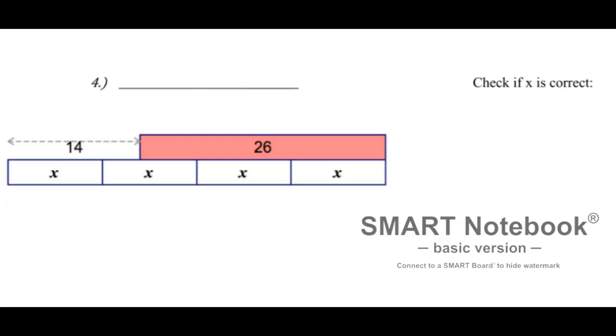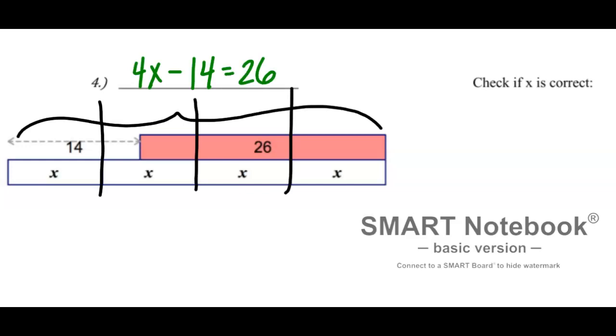So number 4, I would like you to try on your own. I will help you to write the equation. So we have how many x's here? 4. Remember, this means subtract, and this is what you're equal to. So you should have 4x minus 14 equals 26. I would like you to finish that problem before you come to class.